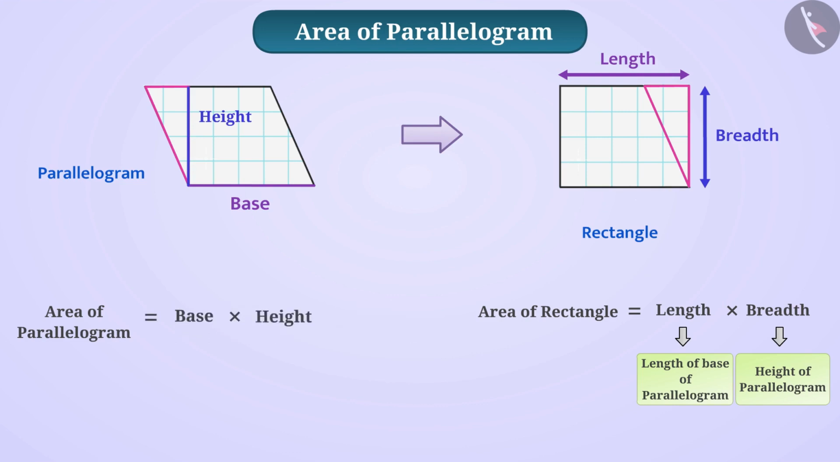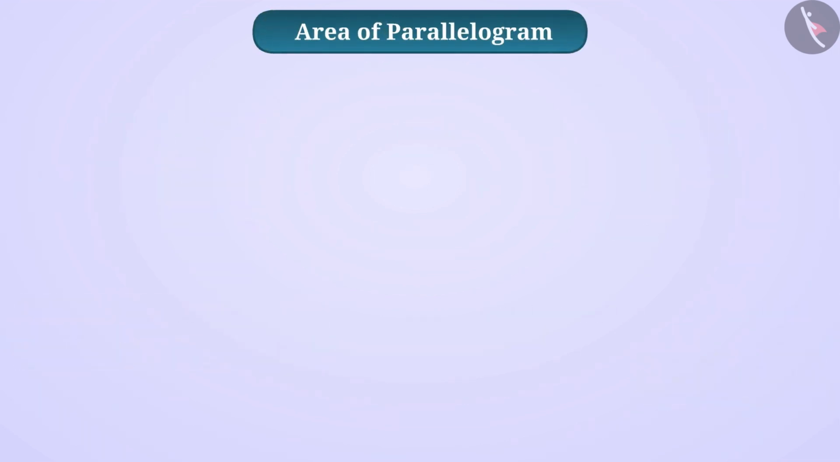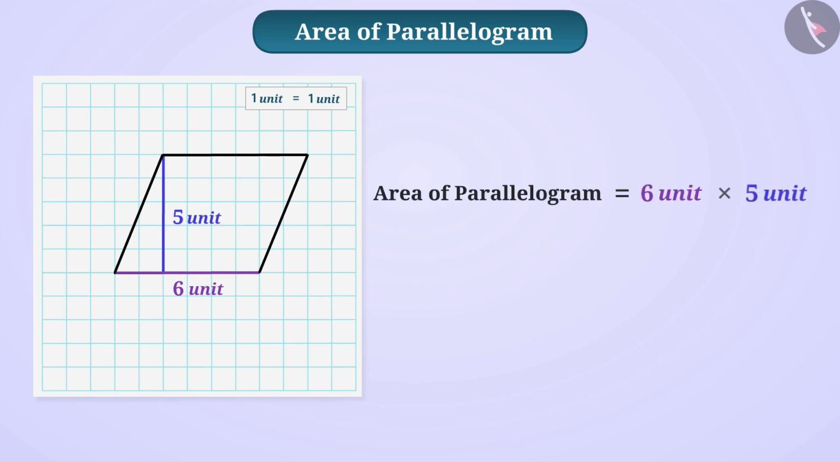If we consider the length of the base of the parallelogram as b and the height as h, then we can write the area of the parallelogram is equal to base multiplied by height. With the help of this formula, we can easily find out the area of a parallelogram. Let's find out the area of the parallelogram shown. Here, the length of the base is 6 unit and the height is 5 unit. Therefore, the area of this parallelogram will be 6 unit multiplied by 5 unit, which is equal to 30 square unit.